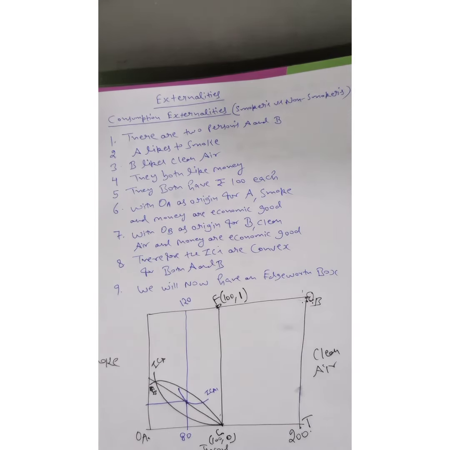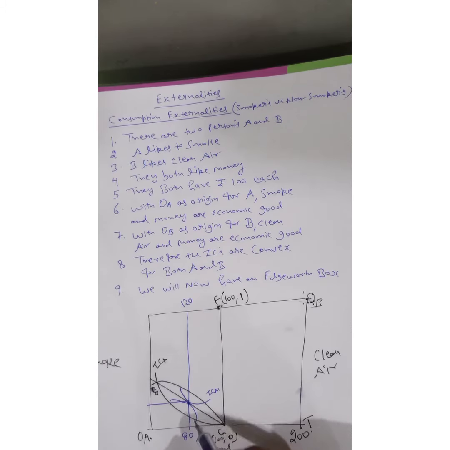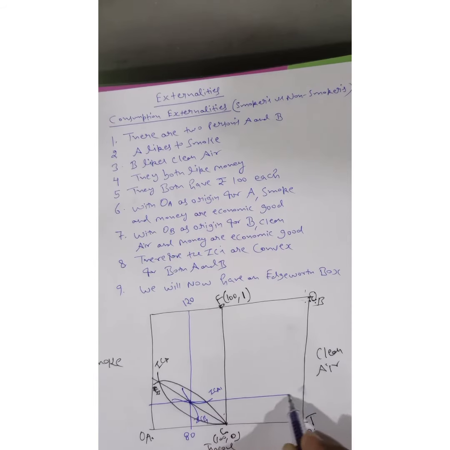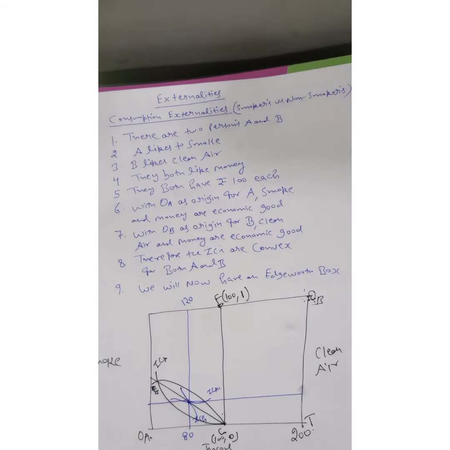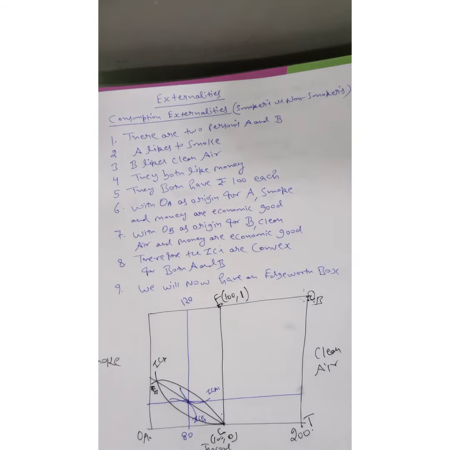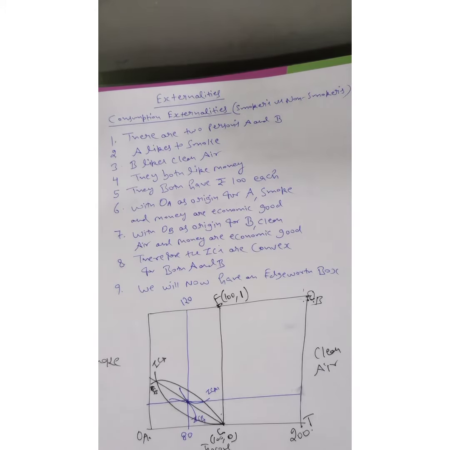Now he's having 80 bucks with this much of smoking right. What about B? Well guys, B is also made better off because this is B's ICB1. He'll be having 120 bucks and this much clean air. So earlier he was having this much clean air. Now he'll be having this much clean air, but he'll be having 20 bucks more. So by trading with each other, my dear friends, they have both made themselves better off. So this is consumption externalities of one case where the property rights were resting with B.